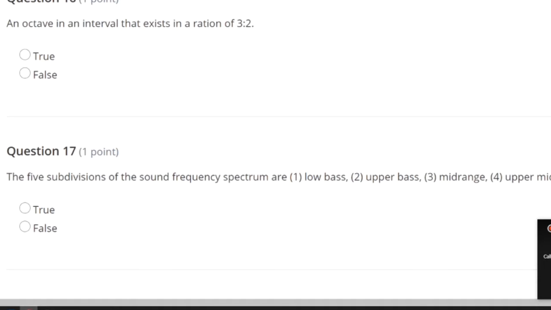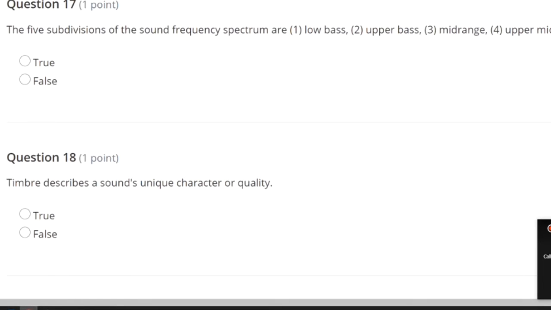Question 16. An octave is an interval that exists in a ratio of 3 to 2. No, an octave is a ratio of 2 to 1. So that's false.